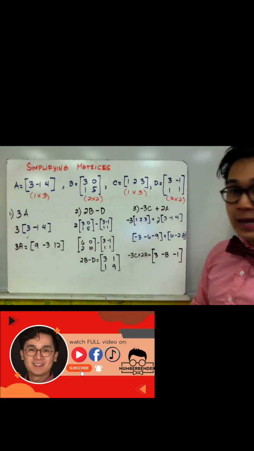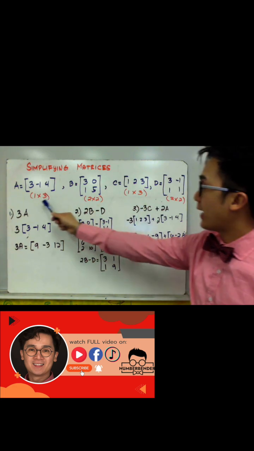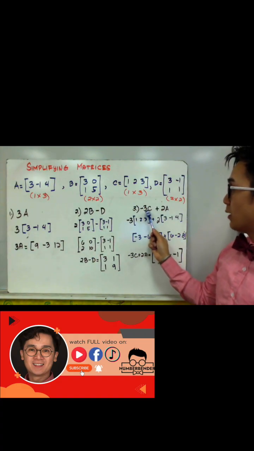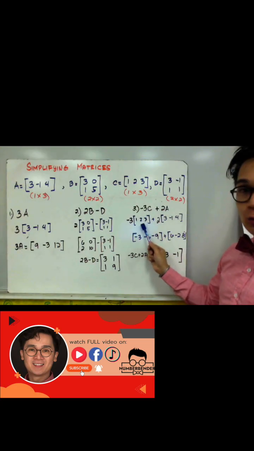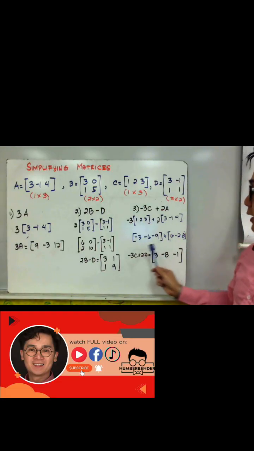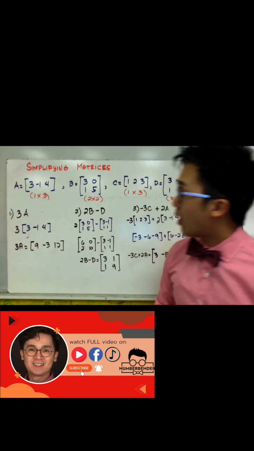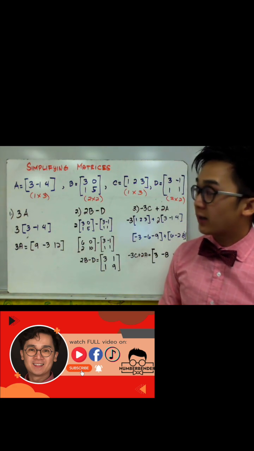And for our third example, we have negative 3C plus 2A. C is a 1 by 3 and A is another 1 by 3, so we can combine them. But first, you need to simplify the scalar multiplication of each matrix. So we have negative 3 times 1, 2, 3 plus 2 distributed to 3, negative 1, and 4. So we'll have negative 3 plus 6, which is 3, negative 6 plus negative 2, which is negative 8, and negative 9 plus 8, which is negative 1. And those are some of the operations that we could use in evaluating or simplifying matrices.